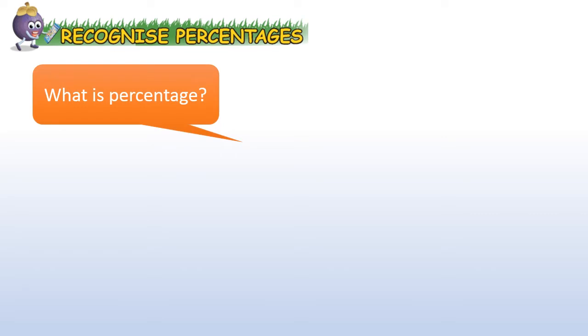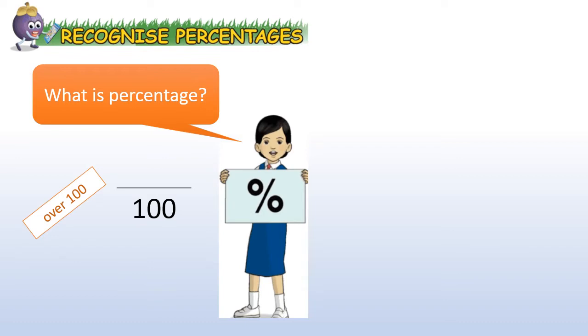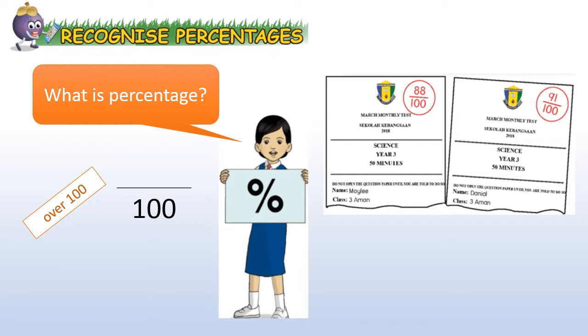You have to know what is percentage. Percentage is over 100. So the symbol of 100 is shown as in this picture. You can find the example of percentage in daily life. For example, in school, when you get your exam paper. By looking at these two exam papers, you can see the first one is 88 over 100 and the second one is 91 over 100. So 88 over 100 is 88%, and 91 over 100 is 91%.